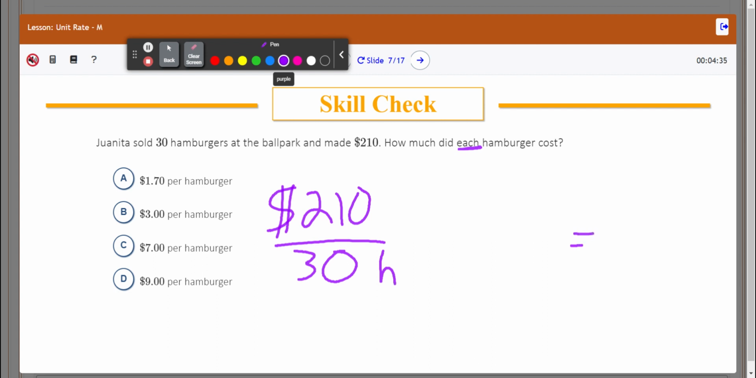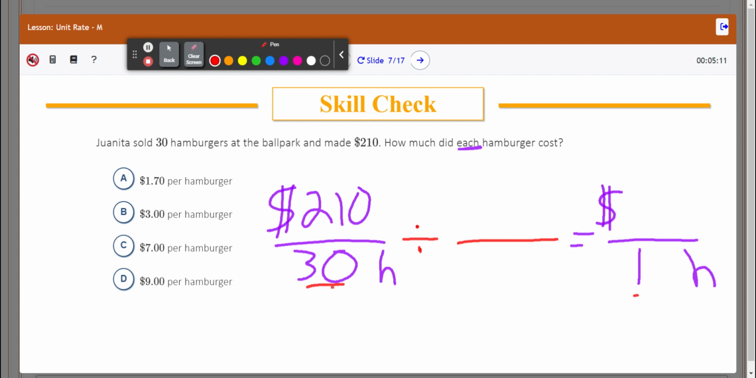So what do I need to get to? I need to find out how much money, with money on the top, she made if she sold one hamburger. Here's one hamburger, so that's the blank spot I have to fill out. How much money did she make for one hamburger? I have to get from 30 to 1. If I start with 30 and I need to get to one hamburger, that's a division problem because I'm going down. 30 divided by 30 is 1.